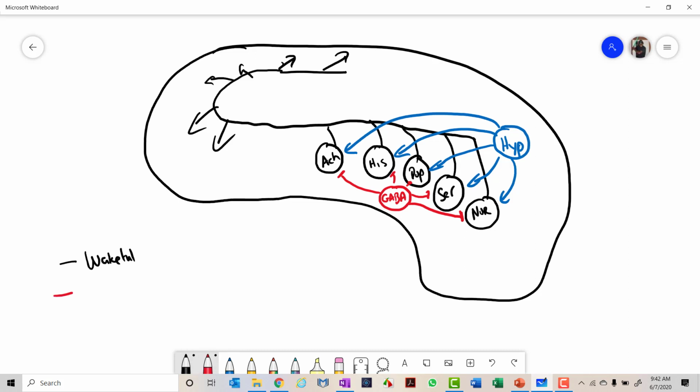So GABA inhibits it, so that's sleepy. And hypocretin innervates these wakeful areas. Hypocretin is one of the areas of the brain responsible for keeping you awake. So it innervates these neurotransmitter releasing cells and causes them to release their neurotransmitters, which then activate the cortical, subcortical areas of the brain.